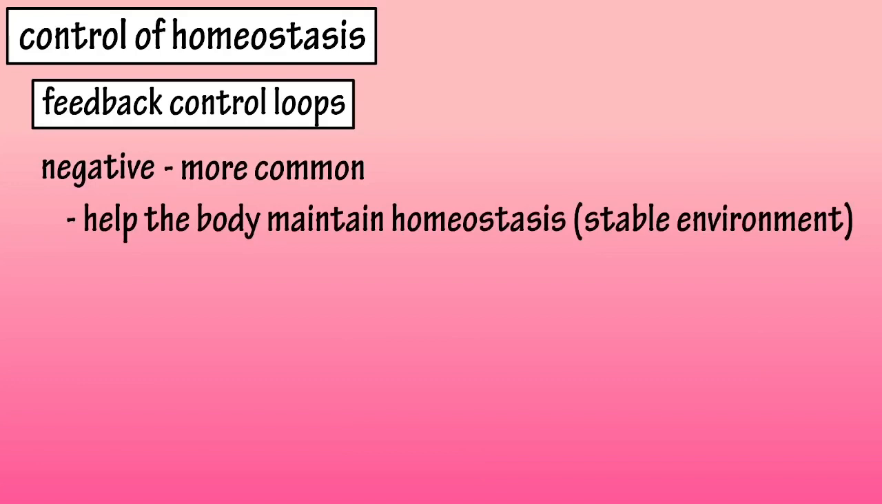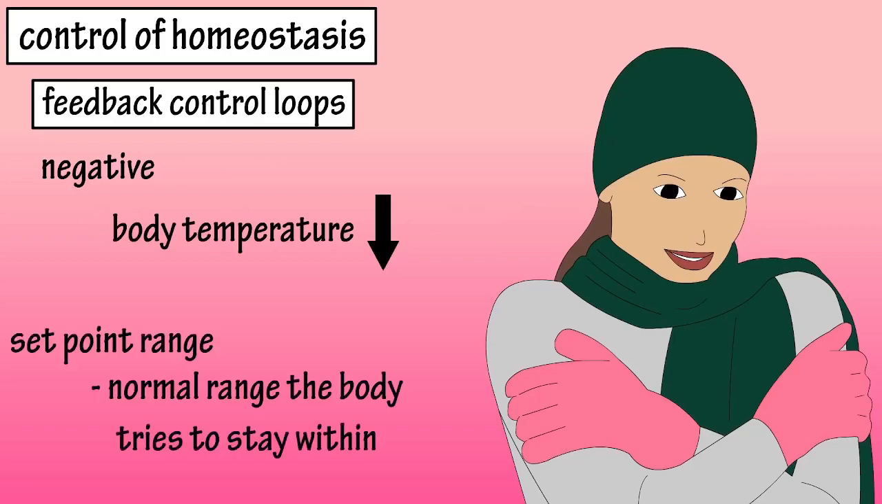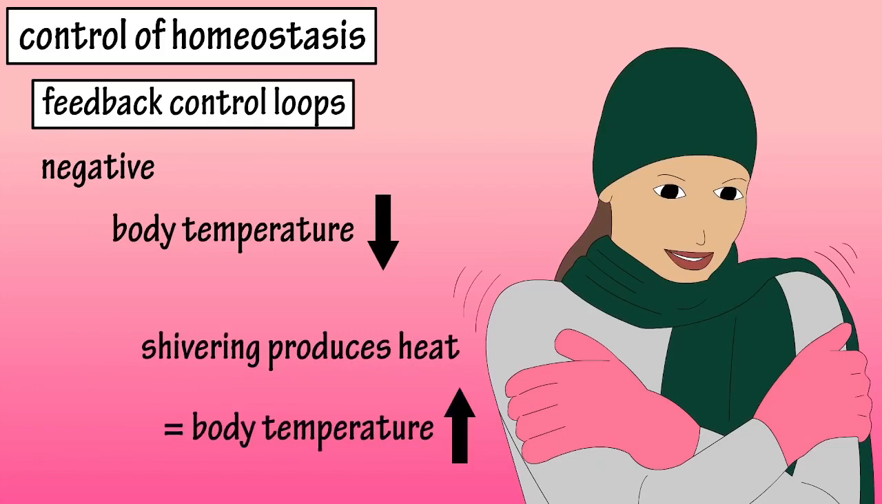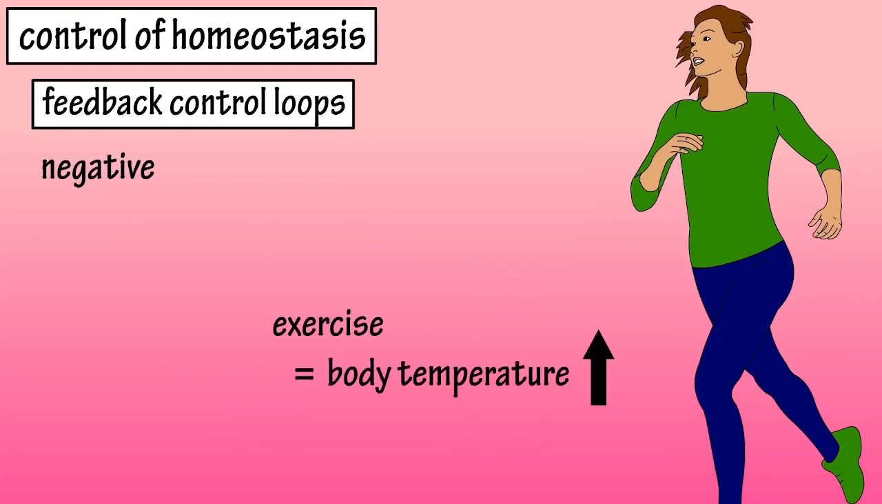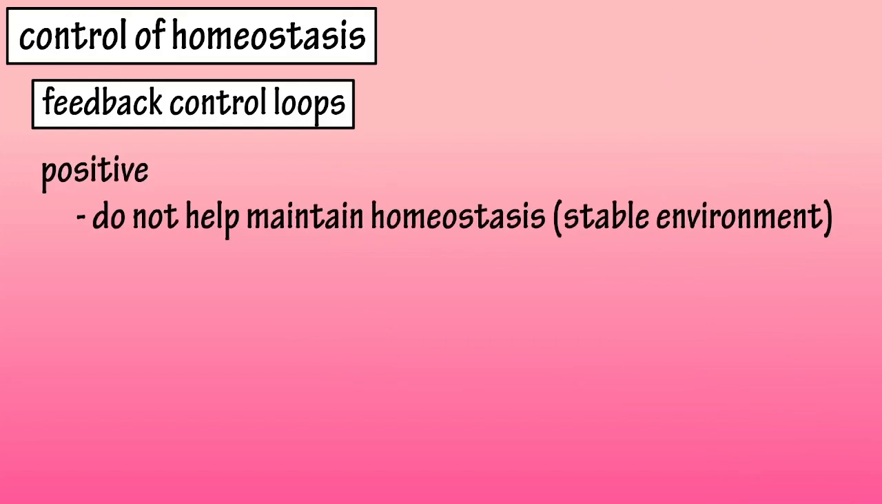An example of this is when the body temperature starts to change. When it's cold out and body temperature decreases below the set point range, which is the normal range that the body tries to stay within, the negative feedback loop will cause the body to shiver, producing heat, and ultimately body temperature will return to within the set point range. The negative feedback loop will do the same if body temperature increases, like during exercise. The negative feedback loop will cause the body to sweat, which will reduce body temperature to within the set point range. Positive feedback control loops do not help the body maintain a stable homeostatic condition.